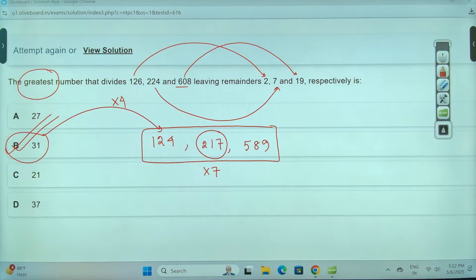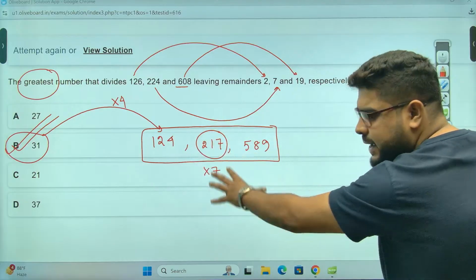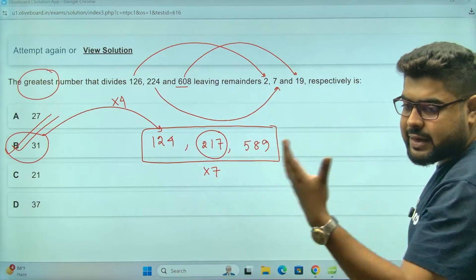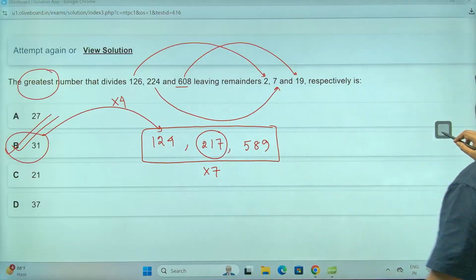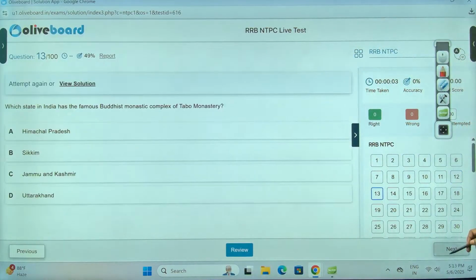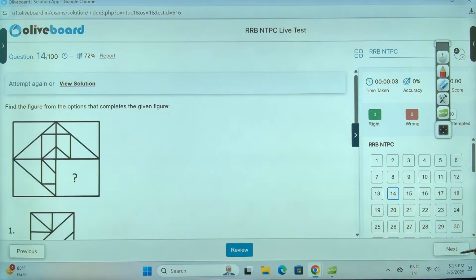Again, you see why? Because whatever their HCF is, each of these numbers has to be divisible by the HCF. That is the concept. So I've just checked it like this. Not everything requires your full-fledged calculation. Next one.